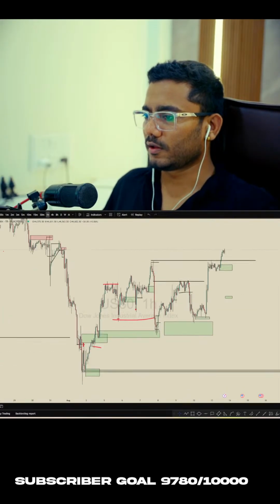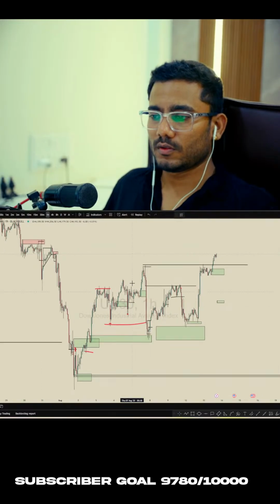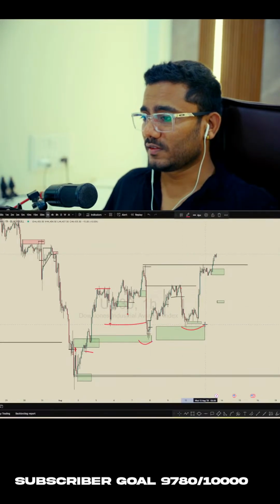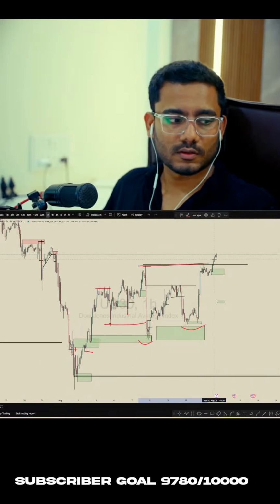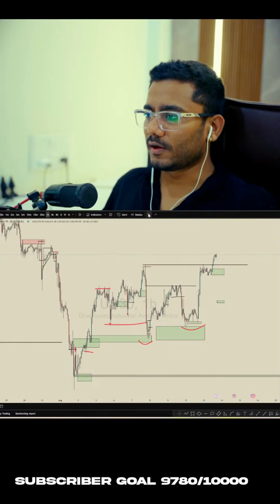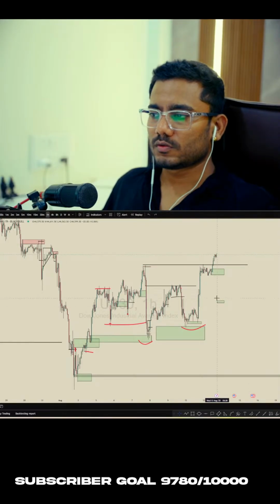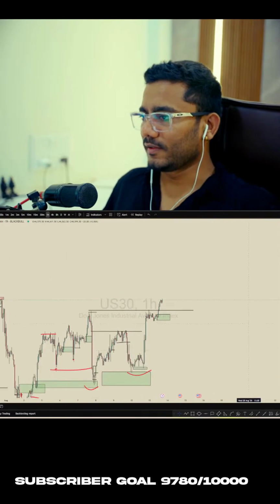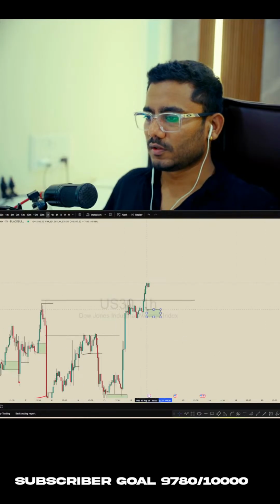Here, if you look at the higher time frame, we have this strong low. This is the strong low. We have this weak high. New high price is creating. So we can look for a buy side entry at this retest.